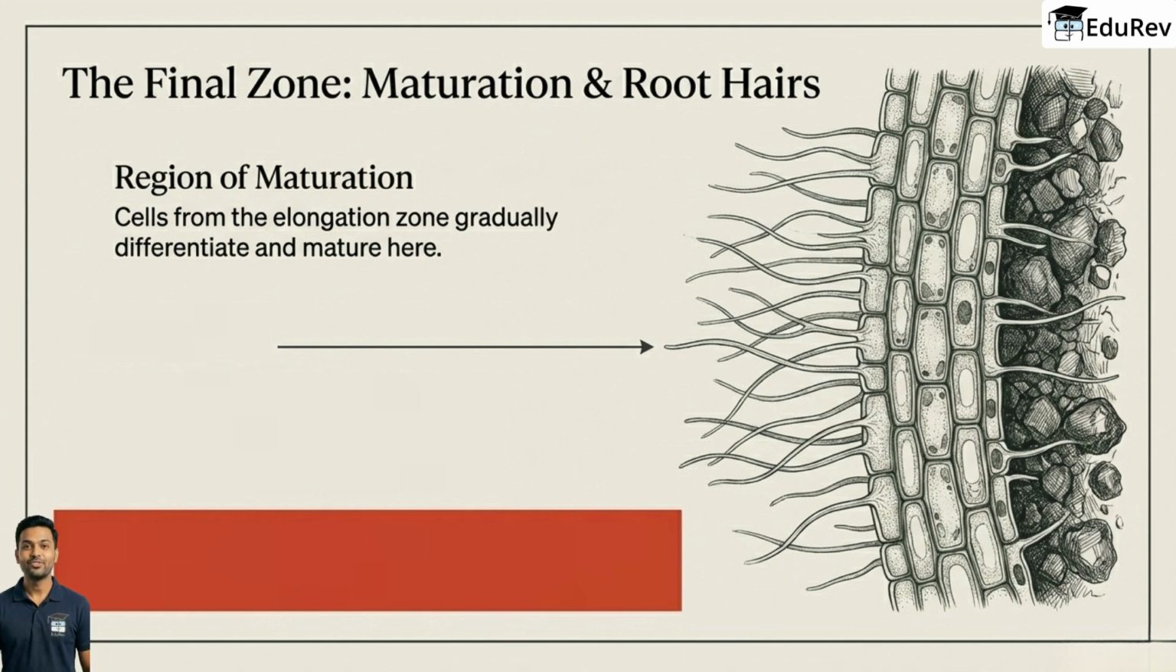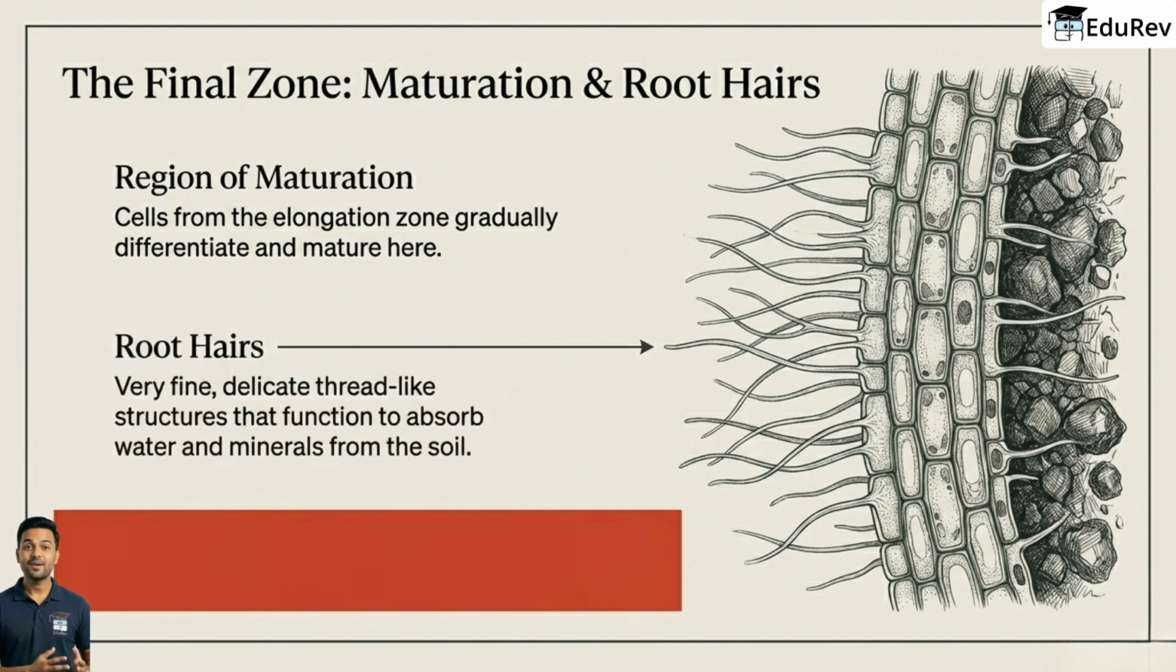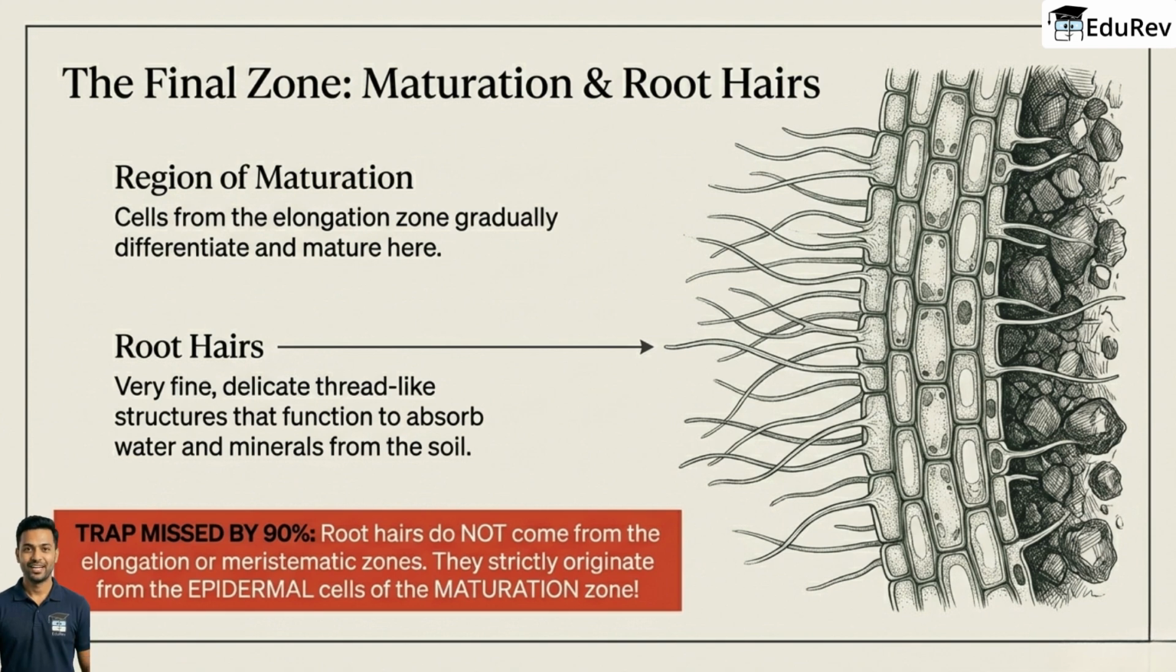Maturation is where the root cells finally differentiate and become specialized. And this is also where root hairs appear. Root hairs are delicate thread-like outgrowths that greatly increase the surface area for absorption of water and minerals. A high-yield trap is that root hairs do not arise from the meristematic or elongation zones. They originate from epidermal cells in the maturation zone. That detail is small, but it is exactly the sort of detail exams love to test.